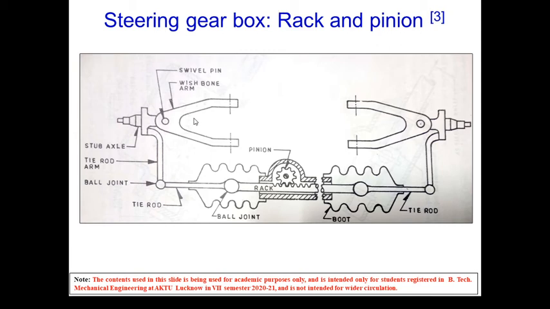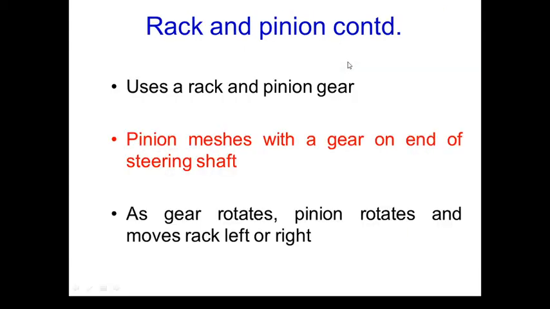In this we can see that the rotary motion of the steering wheel is transmitted to the pinion, this is the pinion, through universal joints that we have seen in the steering linkage mechanism. This pinion is in contact with the rack. So the circular motion of the pinion is transmitted into linear rack movement, which is further relayed through the ball joints and tie rods to the stub axle for the wheels to be steered. This is the principle of the rack and pinion steering gearbox.